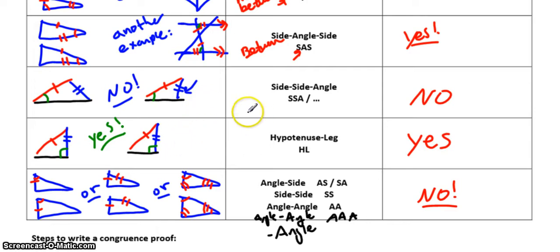But with hypotenuse leg, it's the same as side-side-angle, but it has that 90-degree angle. And that 90-degree angle makes it so that we can't swing that leg in at all, and those two triangles are congruent with hypotenuse leg.